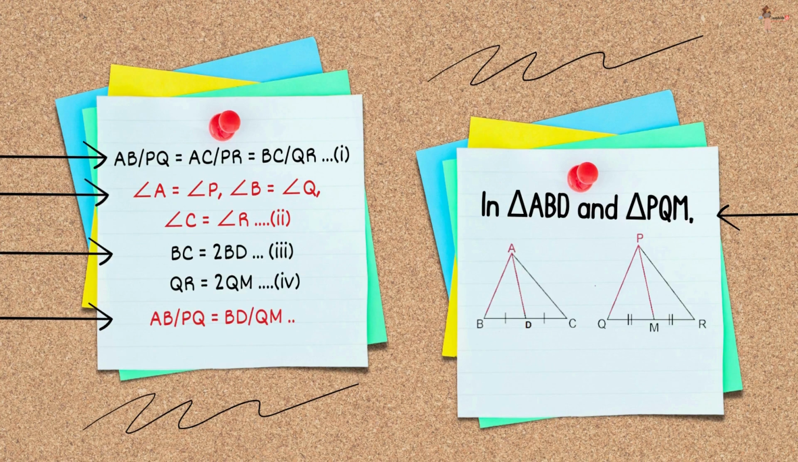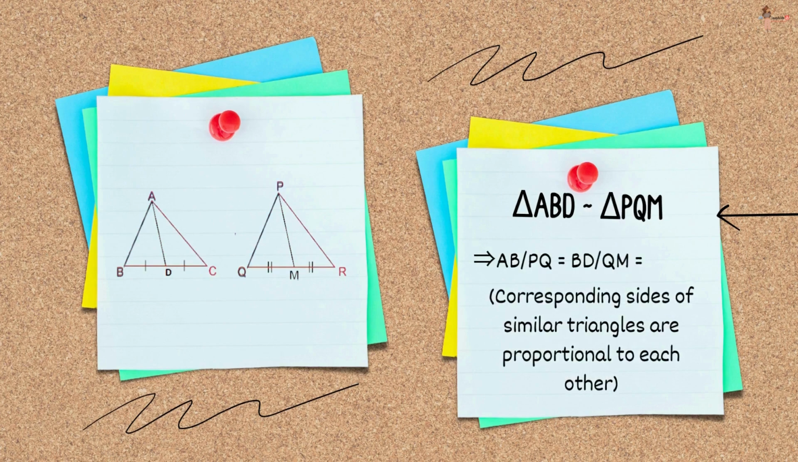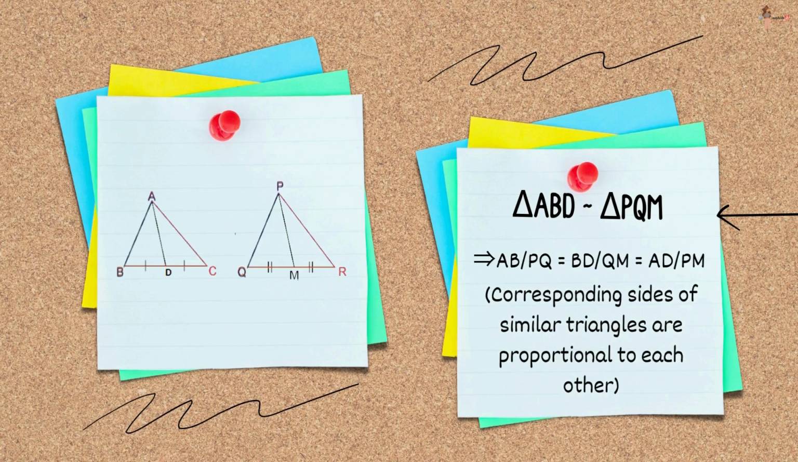Now in triangle ABD and triangle PQM, from equation 3 we have angle B equal to angle Q, and also from equation 5 we have AB upon PQ equal to BD upon QM. Therefore, triangle ABD is similar to triangle PQM via SAS similarity criteria. Now, this would imply that AB upon PQ is equal to BD upon QM and is also equal to AD upon PM. And this is what we wanted to prove, right?